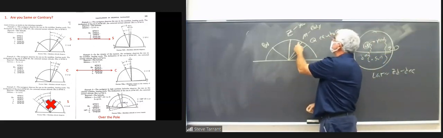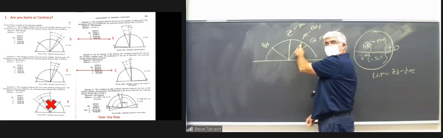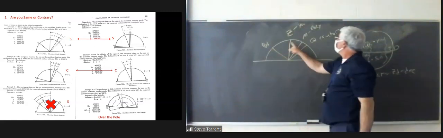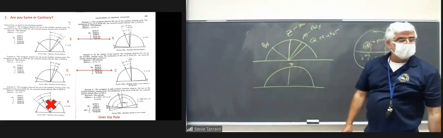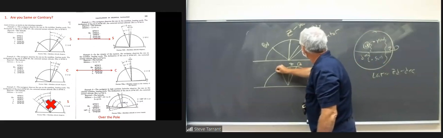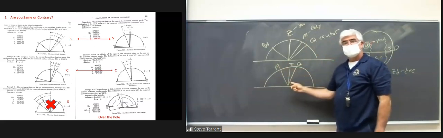Is the equator between me and the body? No. Then we're same. We're on the same side of the equator. This is same. I'm going to draw the other one. Z is always at the top because it's always above me. And now I'm going to put Q here, and I'm going to put M here. Is Q between us? No. Then we're same. We're on the same side of the equator.